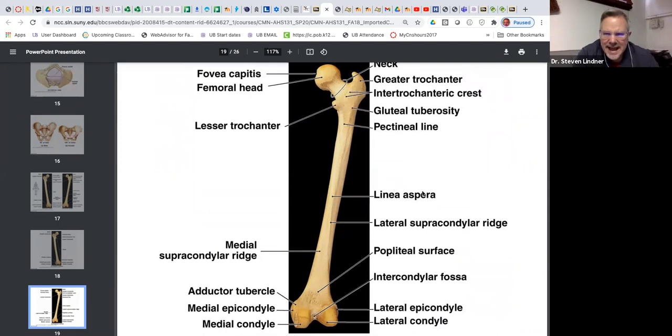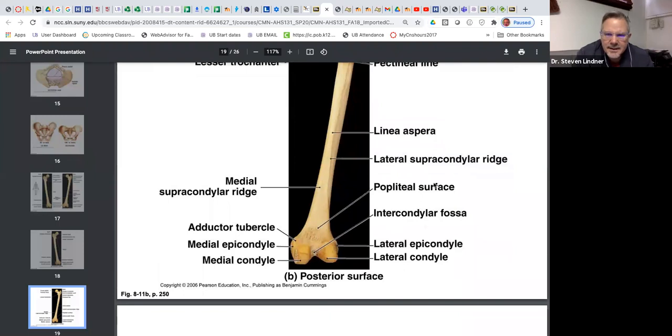The linea aspera. On the posterior side, there's a sharp line called the linea aspera. You don't see this sharp ridge on the anterior. So that's one of the key delineating factors of are you looking at it from a front or back. When you feel the texture of the femur, the posterior side has this sharp knife-like ridge called the linea aspera. And that's going to be one of the attachment sites and origin sites of the quadriceps.